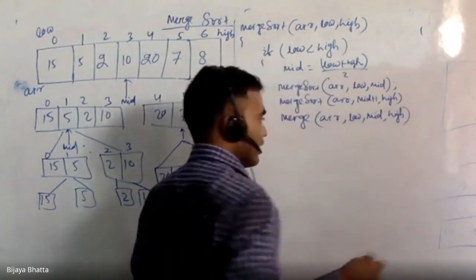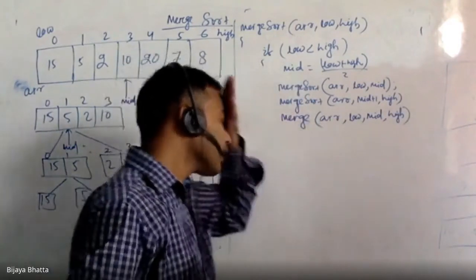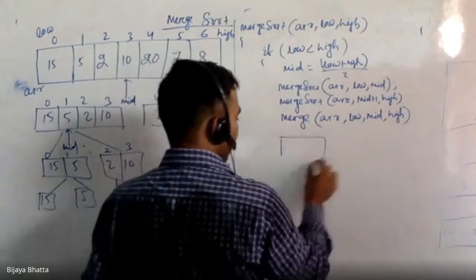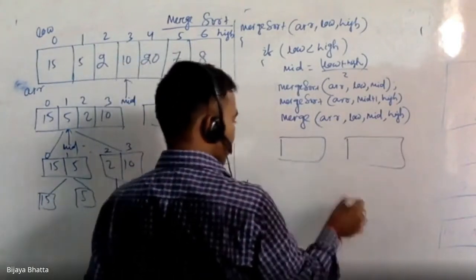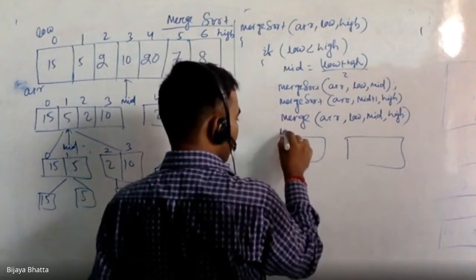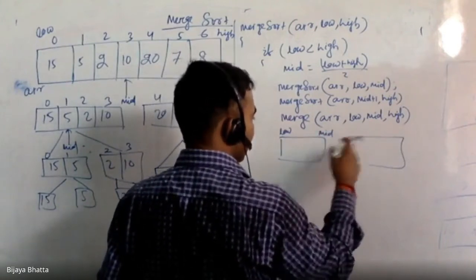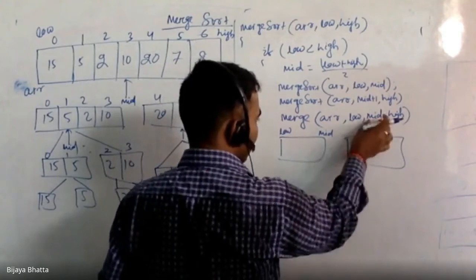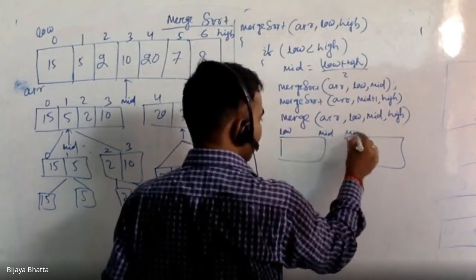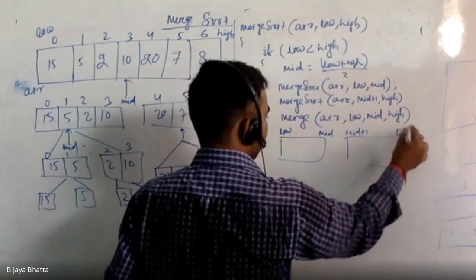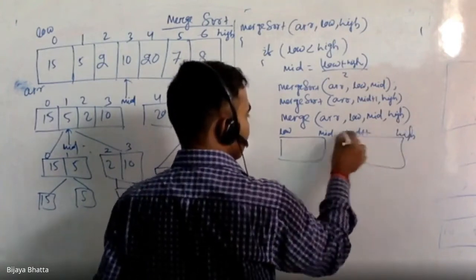Why does it take three more parameters apart from the array? Because the main objective of this merge is to merge these two arrays. If I have low and high, I don't need this index, so that's why I'm not taking it. Obviously I can calculate it. If I know mid, definitely this is going to be mid plus 1 to high. So that's why I don't need mid plus 1.